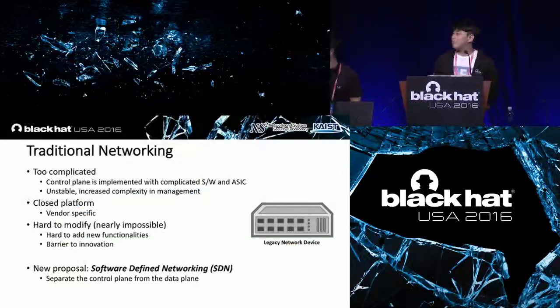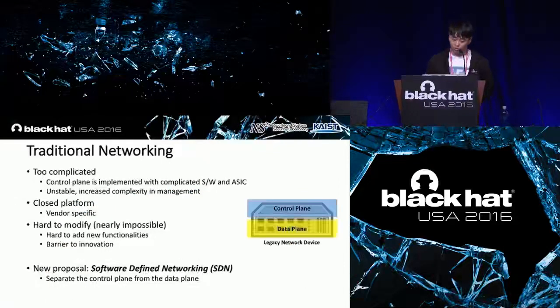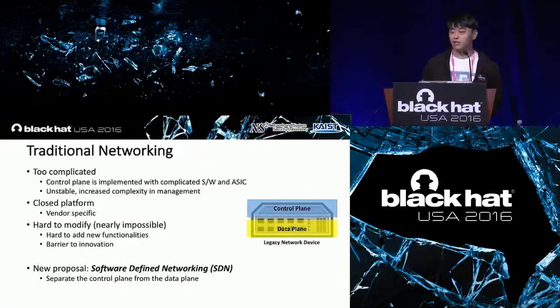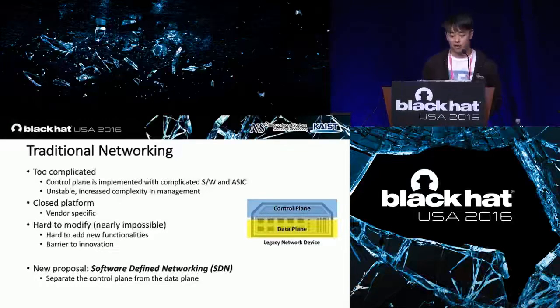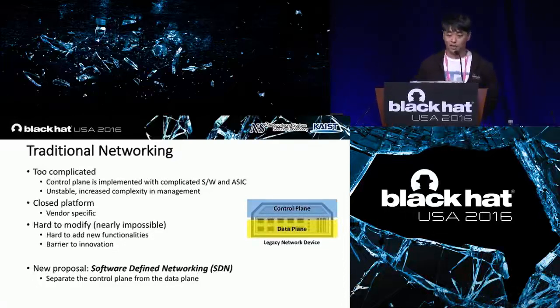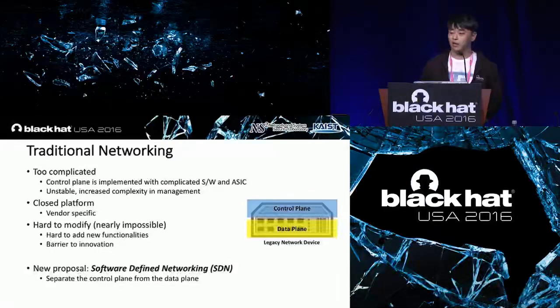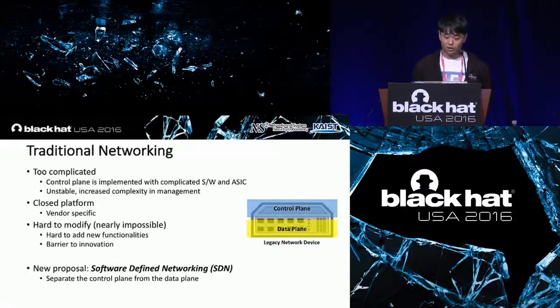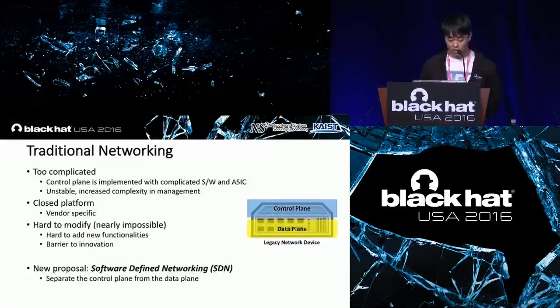So a network device that we're familiar with today can be broken down into two abstraction layers, the control plane and the data plane. While the data plane is just a fast packet processing layer, the control plane deals with various routing protocols and maintains forwarding states. So the control plane has become very complicated, and it has led networks to be unstable and difficult to manage. And also these devices are closed and proprietary, and it has been a barrier to innovation. So software-defined networking that separates the control plane from the data plane was proposed.